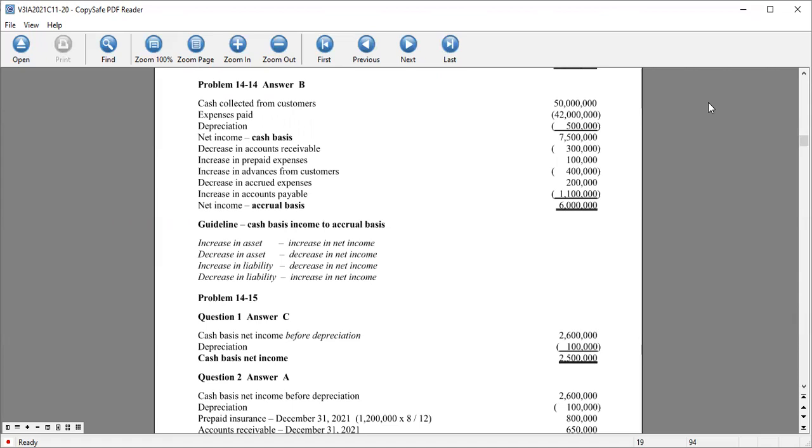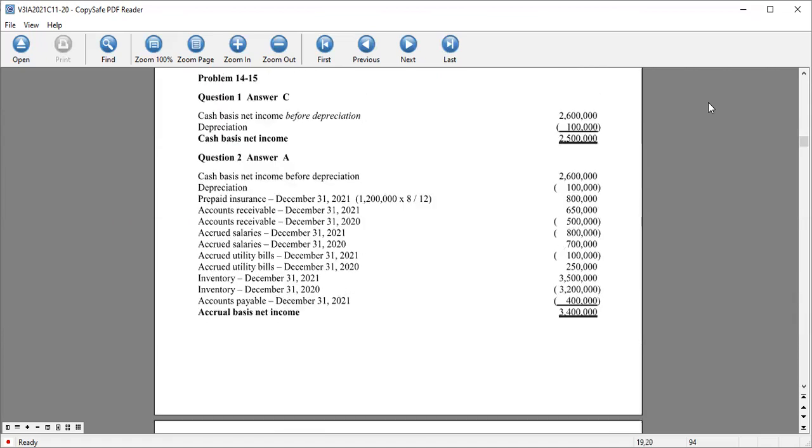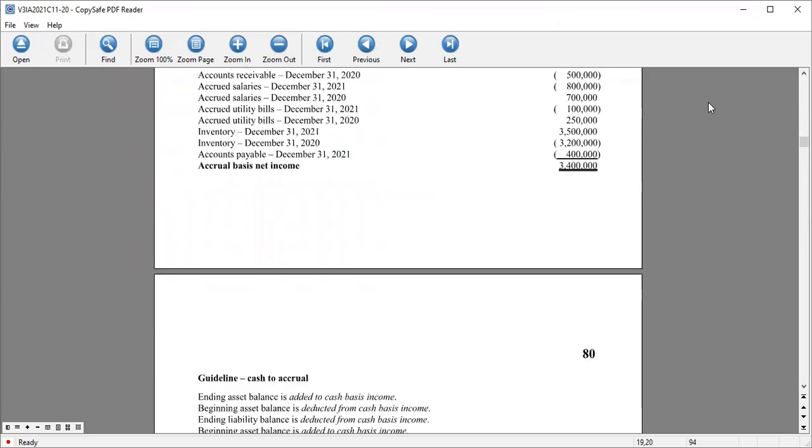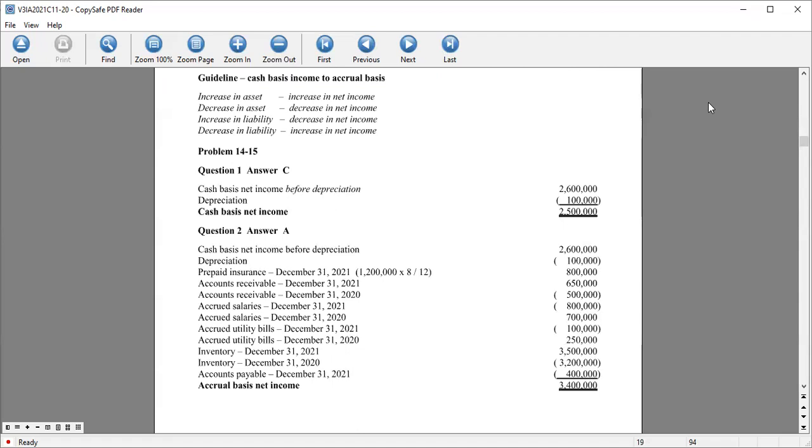Then we have 15. We have the problem with the long data, and we have only questions 1 and 2 to answer, and the guidelines. The first is, what amount should be reported as net income under cash basis for 2021? So number 15, question number 1, the cash basis net income before depreciation is 2,600,000, and the depreciation is to be deducted in the amount of 100,000. So we have now the answer of 2.5 million. That is your cash basis net income after deducting depreciation.